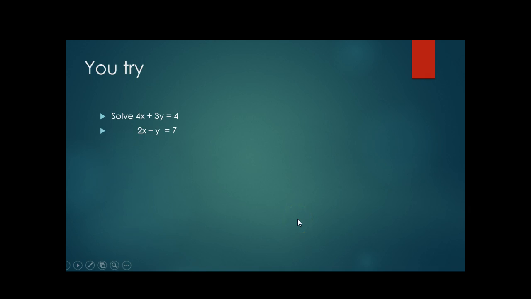So try this one. By substituting, I want you to solve 4x plus 3y equals 4 and 2x minus y equals 7.